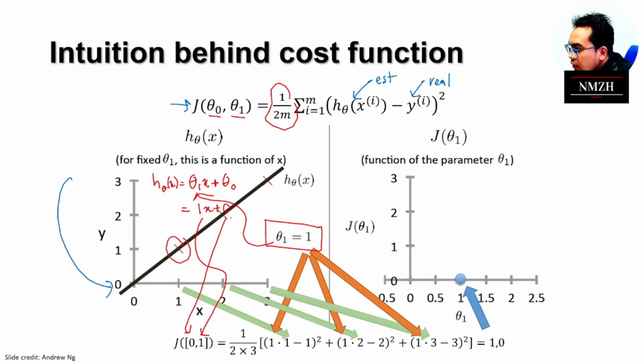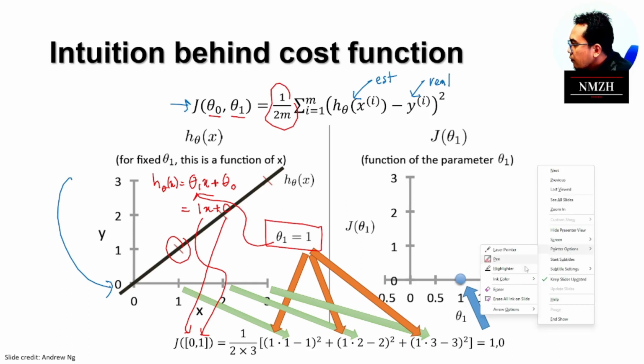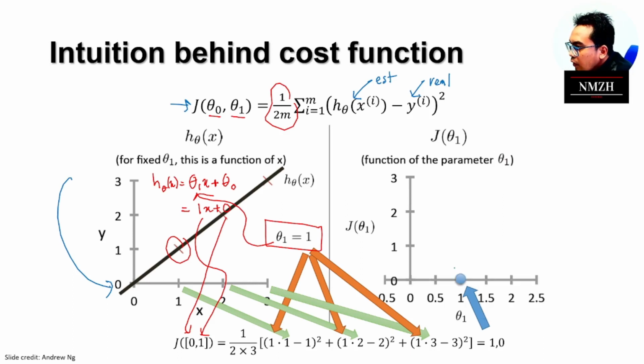Okay, sorry, I changed to green. This is data number 1, this is data number 2, this is data number 3, guys. The data number 1 is located at 1, 1. The data number 2 is located at 2, 2. The data number 3 is located at 3, 3. Meaning x1, y1, x2, y2, x3, y3.